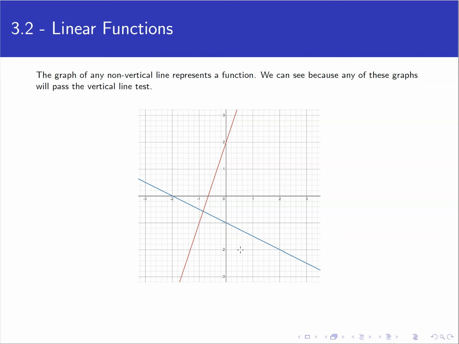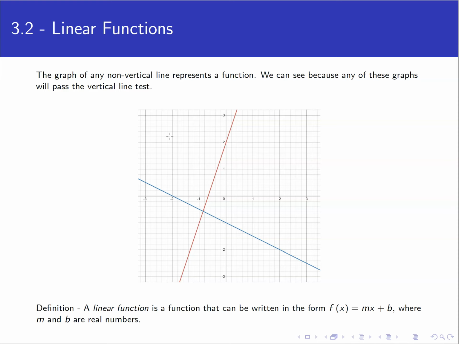We wouldn't want to talk about our vertical lines being functions because notice a vertical line certainly would not pass the vertical line test, because that same vertical line would intersect itself in more than one point. It would intersect itself in infinitely many points.